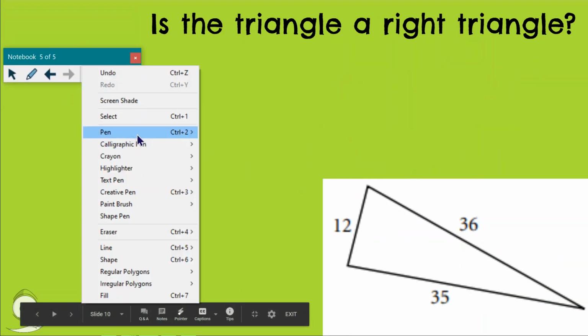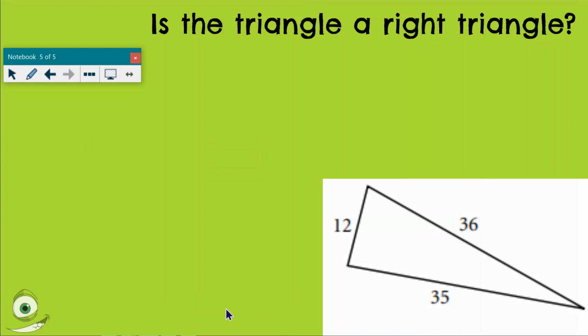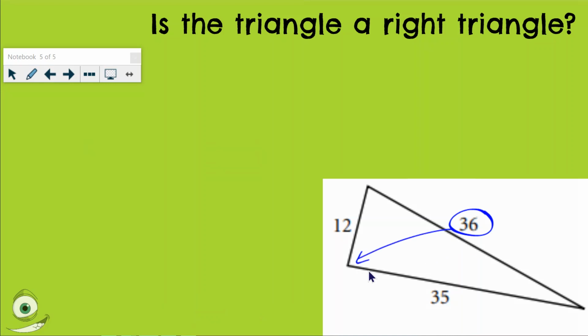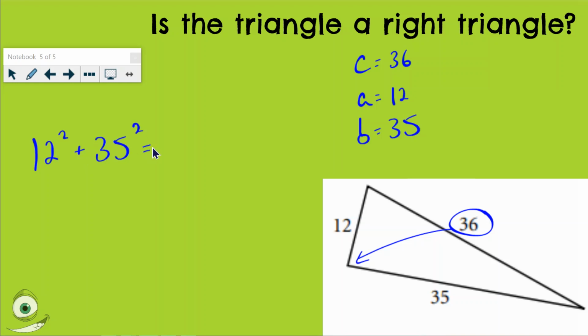All right, one more example. Now I'm looking at, maybe this is my right angle. I know that that has to be my C, so this would be the right angle. That's got to be the longest side. It's bigger than the 35 and the 12, so my C is going to be 36. My A, I'll call that 12, that's my short side, and then B, I'll say that's 35. So A squared plus B squared, and we'll see if that actually does equal C squared.